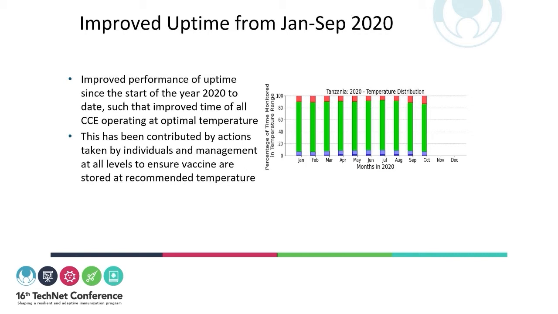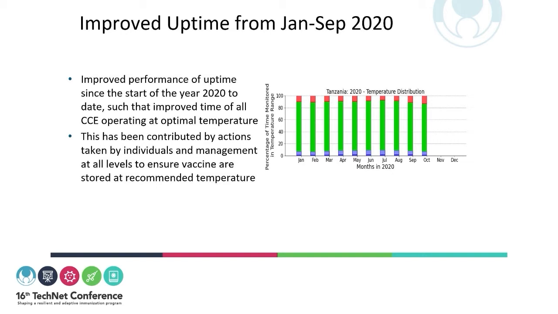First of all, there's an improvement of the time that the cold chain equipment works at optimal temperature. That means at 2 to 8 degrees centigrade. If you compare this data from January to September 2020, we see an improved uptime in most of our cold chain equipment. From January up to October, they were above 85%. And this has been contributed to by the visibility of what is happening at the facility level.